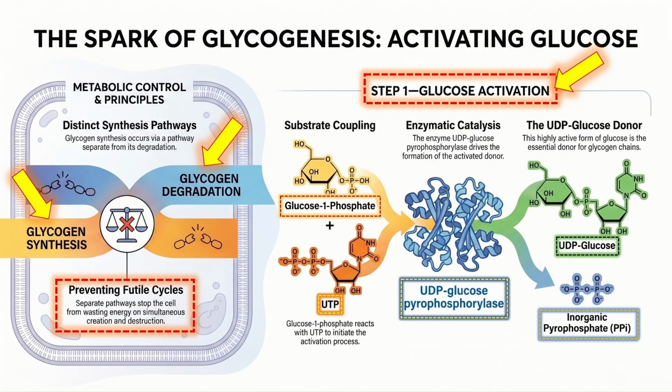UDP glucose acts as a loaded glucose carrier, a high energy glucose donor that is now ready to transfer its glucose unit onto a growing glycogen molecule in subsequent steps. This activation step is crucial because it transforms a relatively unreactive glucose molecule into a form that can efficiently participate in glycogen synthesis. This ensures that glucose storage is tightly regulated, energy efficient, and responsive to the metabolic needs of the body.